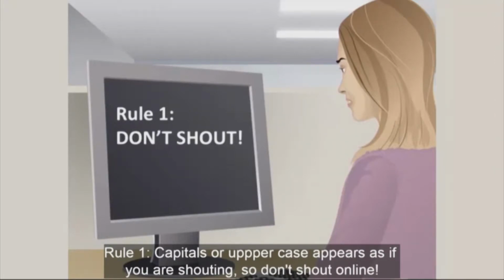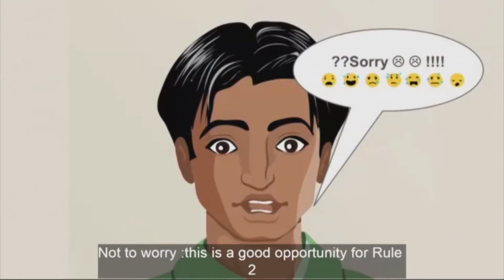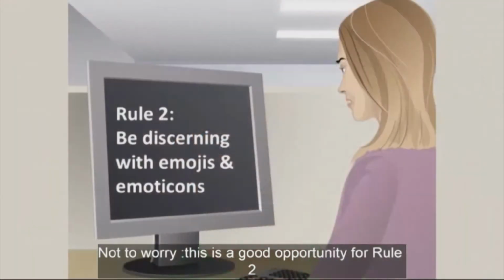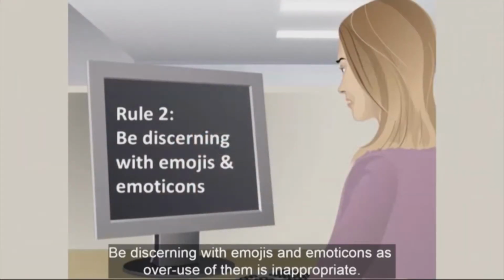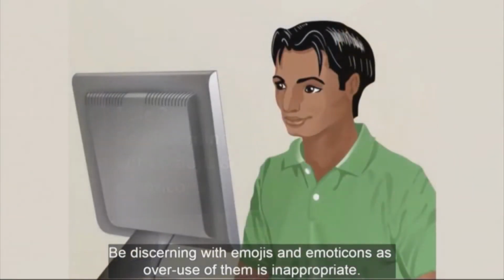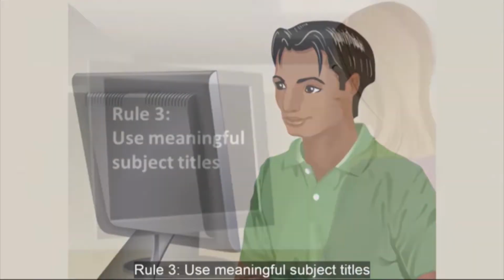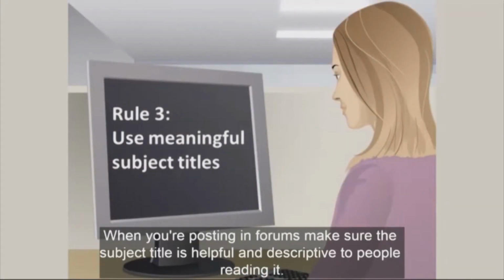Rule 1 says capitals or uppercase appears as if you are shouting, and then the learner is saying something. Then rule 2, be discerning with emojis and emoticons, as overuse of them is inappropriate. Let's move on. Rule 3, use meaningful subject titles. When you are posting in forums, make sure that the subject title is helpful and descriptive to people reading it.